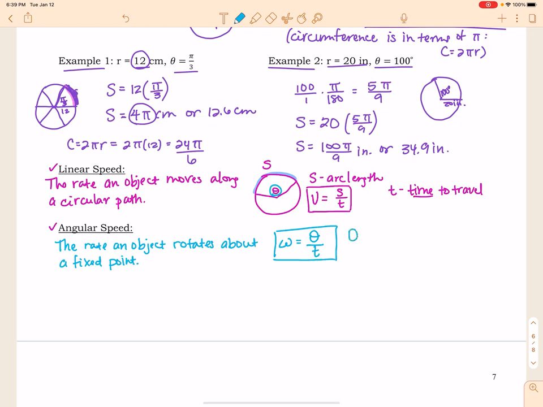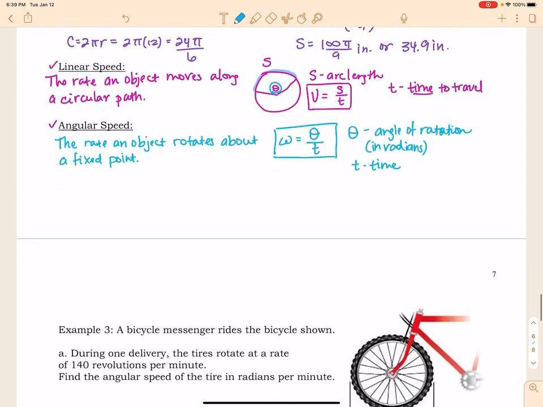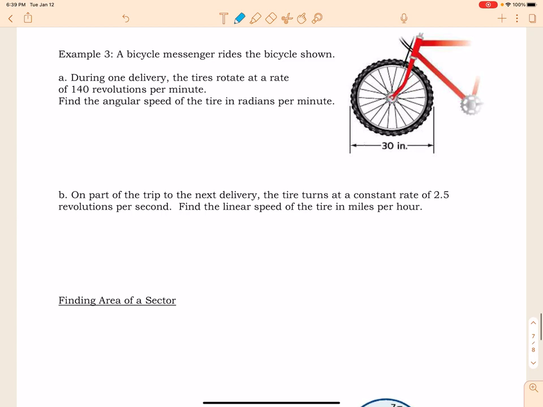And remember that theta, of course, represents the angle of rotation, and we're always going to measure this in radians. So it is the angle of rotation that the object moves in time, and t is still going to represent time here. All right, so using these two formulas, we're going to look down here at example 3 because example 3 is going to illustrate both of these for us.